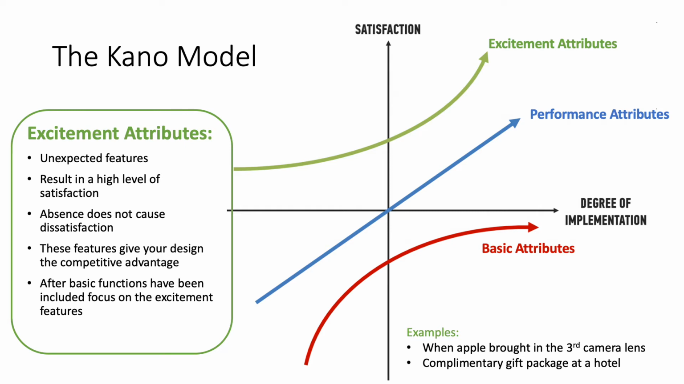These attributes don't all need to be implemented and can be selectively picked. However, they should be prioritized immediately after the basic attributes. Additionally, excitement features do not need to be expensive, and if any feature can be performed at a relatively low cost, they can provide the largest potential for profit in your design. An example of this would be a complimentary gift package at a hotel. They typically don't occur, however, if you were to encounter one, you'd be delighted to have it.